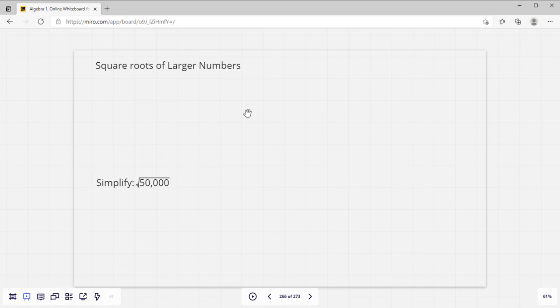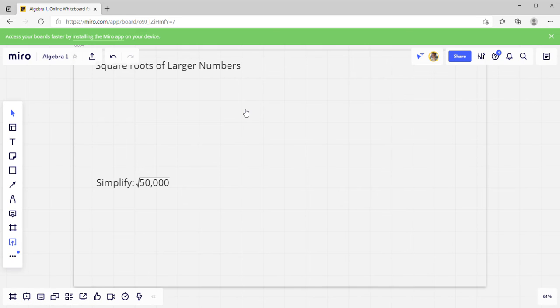Alright, square roots of larger numbers. When we're using powers of 10, there's kind of a trick to that. So let's look for a pattern. If we have 10 squared, that means 10 times 10. We're just going to double the number of zeros. That'll be 100. Okay. If we have 100 squared, that'd be 100 times 100.